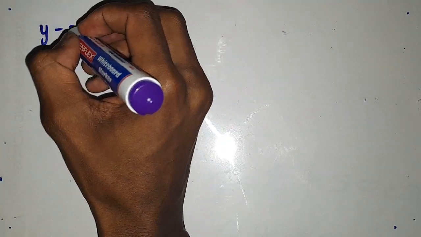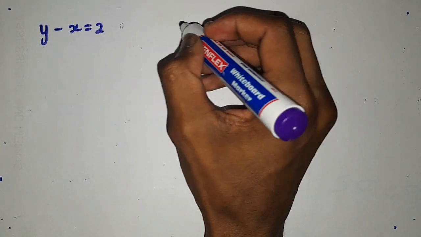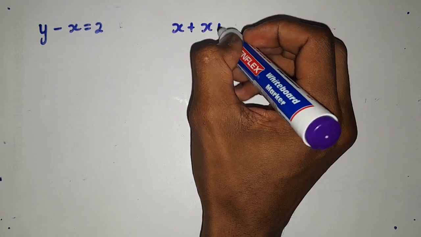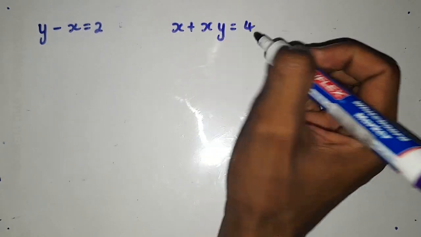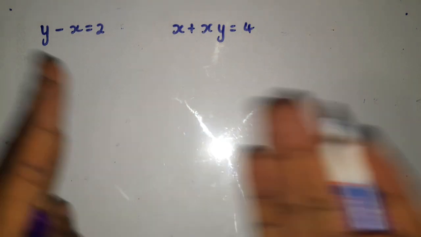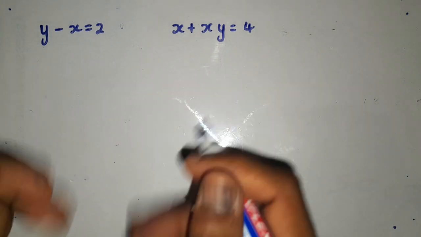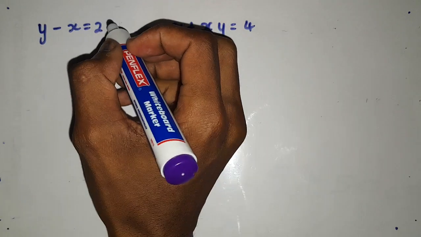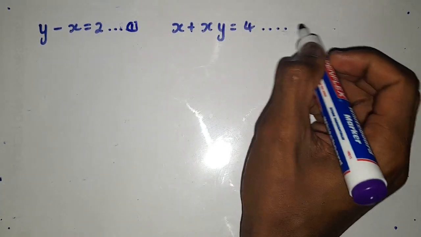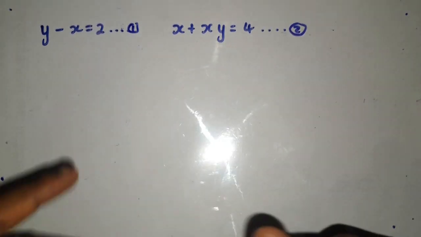Today I just want to show you how to solve simultaneous equations. Let's say I have y minus x is equal to 2, and x plus xy is equal to, let's say, 4. Then I ask you to solve for x and y in these two equations. So simple. Let us name this one equation 1 and this one equation 2.